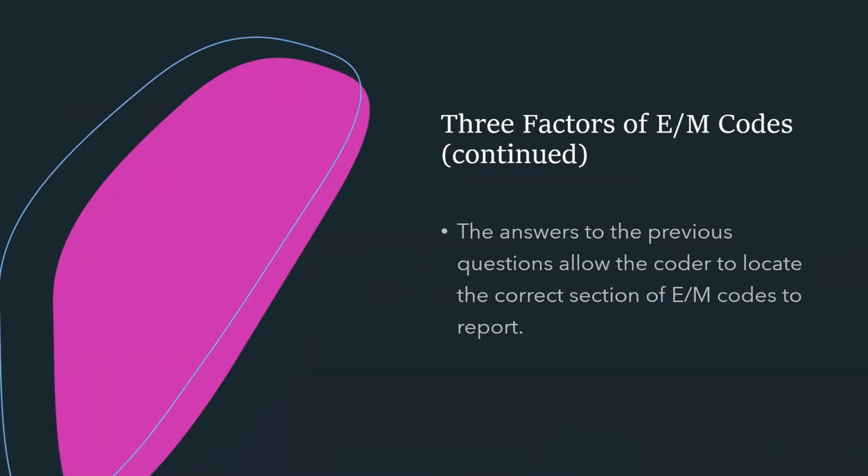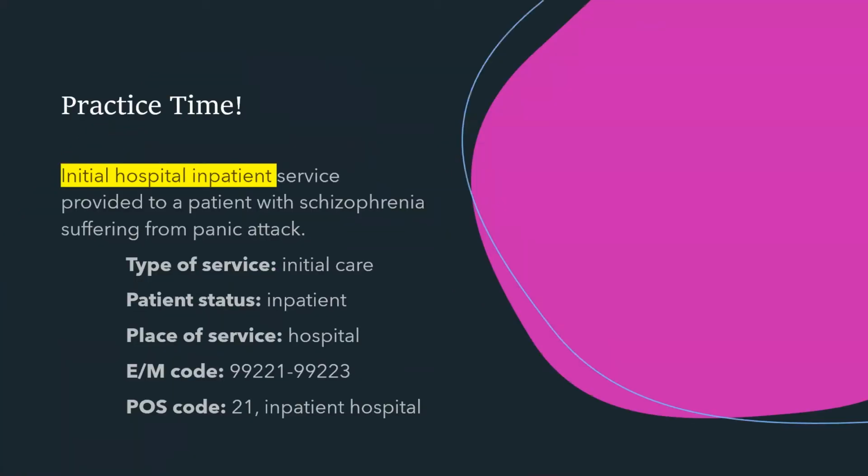3 factors of E&M codes continued. Before addressing the 3 key components that make up E&M codes, as a coder, you must determine the type of E&M service by defining the 3 factors, which are type of service, patient status, and place of service.